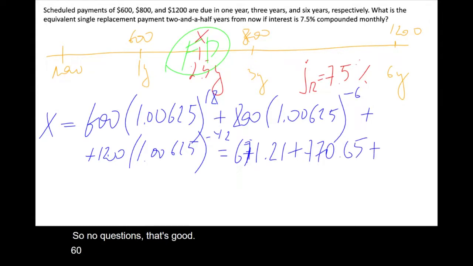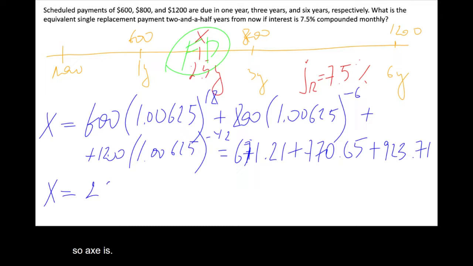$65 plus, so X is 2,365.57. Questions, guys?